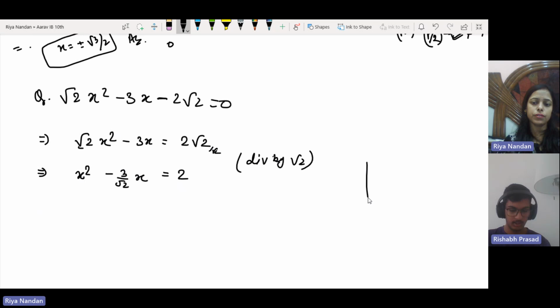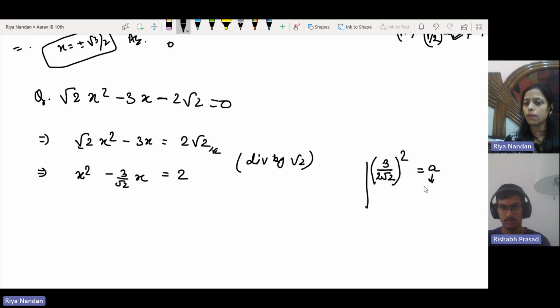divide the coefficient of x by 2. Very good. So what is the coefficient of x? It is 3 by root 2. Now we have to divide this by 2. It means it becomes this, right? Now we have to square this number, right?